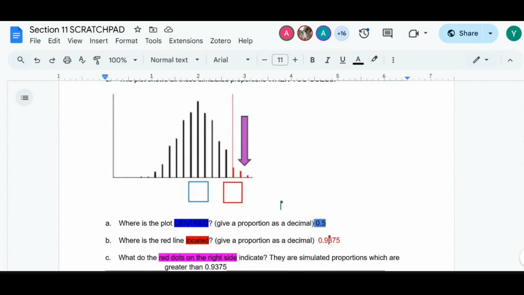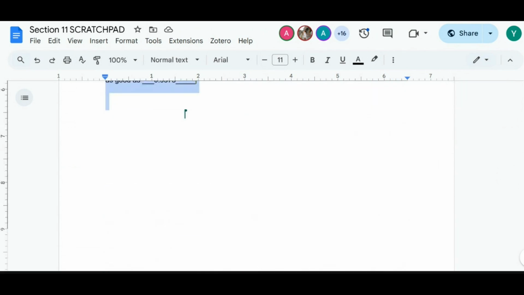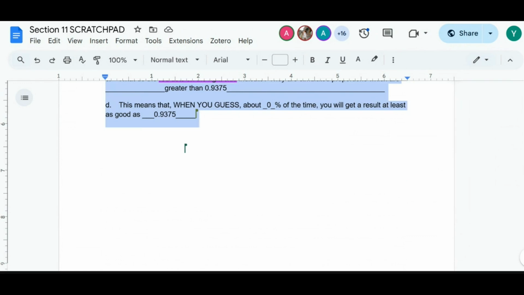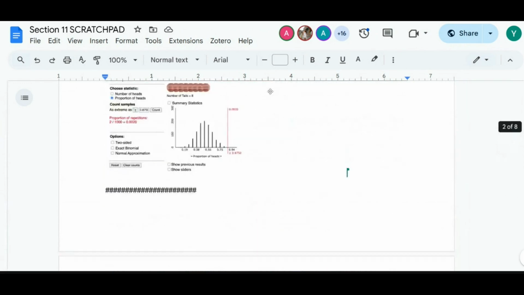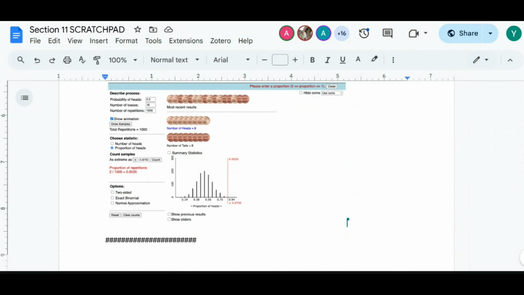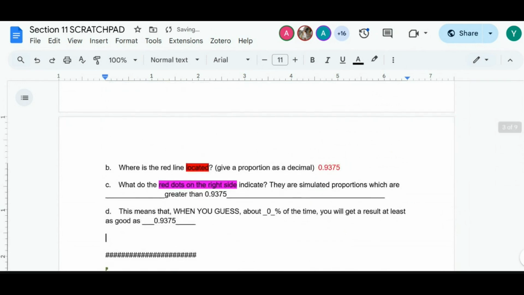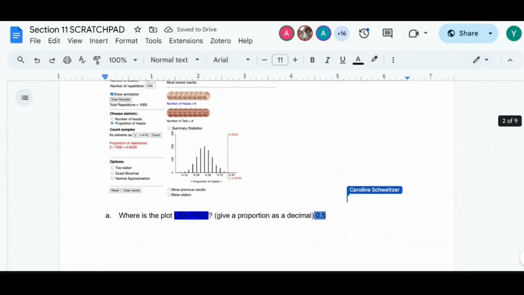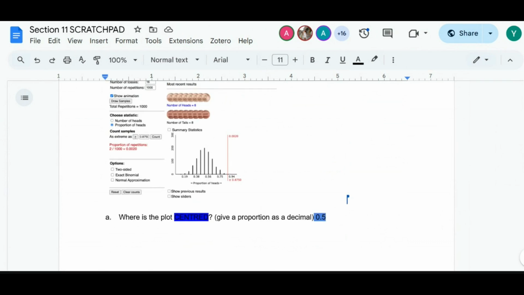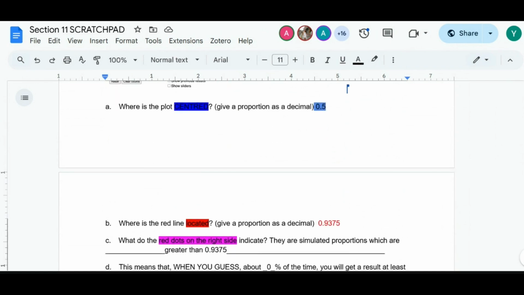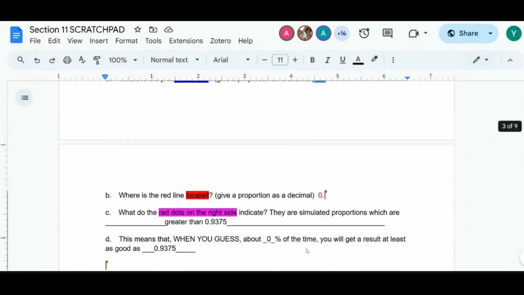So I'm going to copy these questions. And I want you to change. Don't copy that table. Don't. All right. Let's base our answers on, okay, good. The table's not there. Okay. Where's the plot centered? Do I need to change it? Is it still 0.5? The plot is centered at 0.5. Good. Nothing needs to be changed. But where's the red line located? Can you give me a decimal? Change the 9375 now to 875 because you got 14 out of 16 correct.